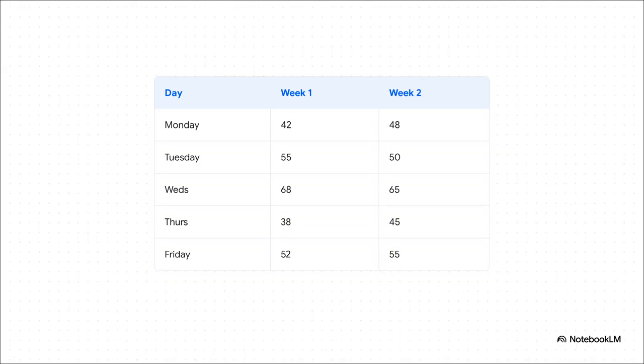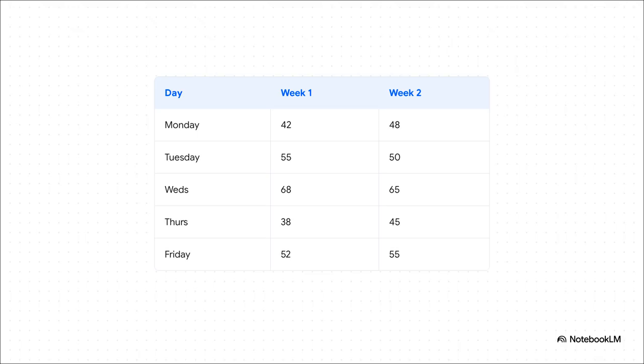Okay, let's make this real. Take a look at this table. It shows the number of insurance claims processed each day over a 2-week period. So Monday of week 1, we've got 42. The next day, it jumps to 55. Then on Thursday, wow, it drops down to 38.